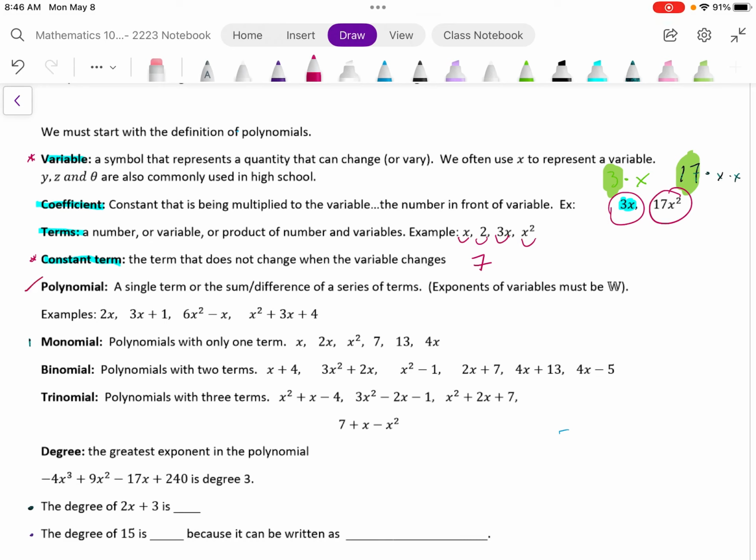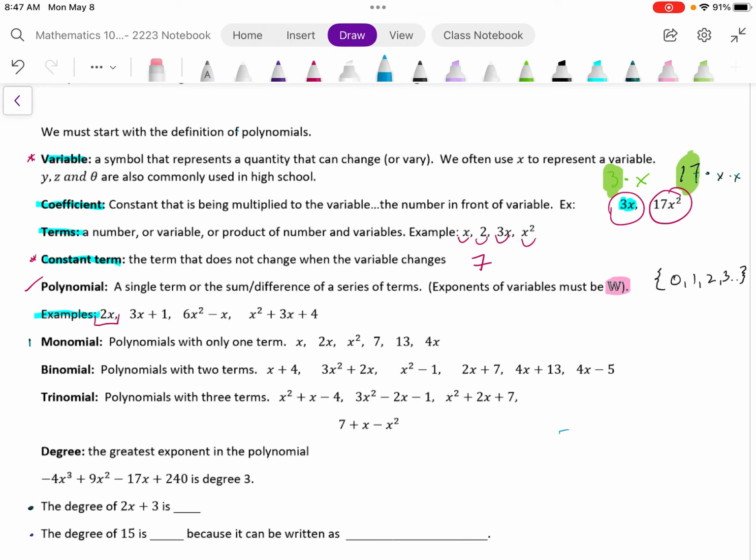A polynomial is a single term or a sum or difference of a series of terms. Now, all your exponents must be whole numbers. Just to be clear, what is meant by whole numbers: 0, 1, 2, 3, etc. So, in my example list here, 2x is a polynomial because it is a single term. So a single term can be a polynomial. Later on, we'll call it a monomial.